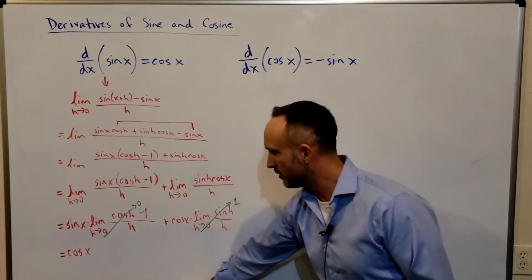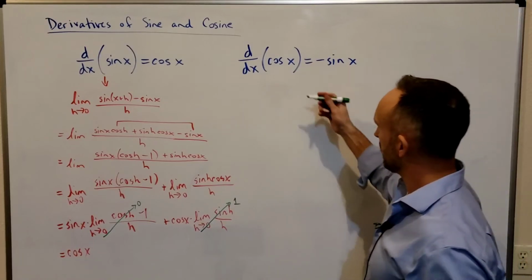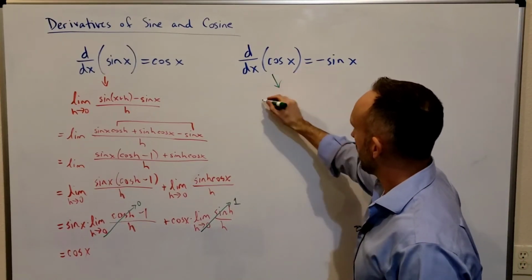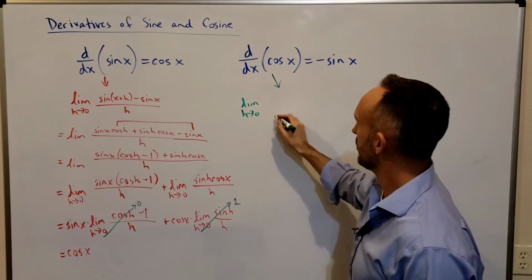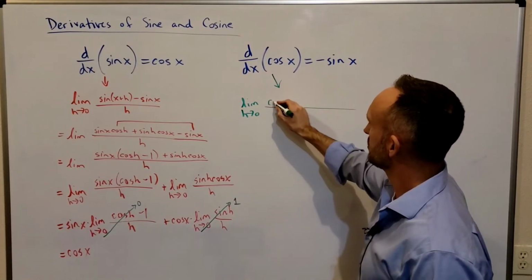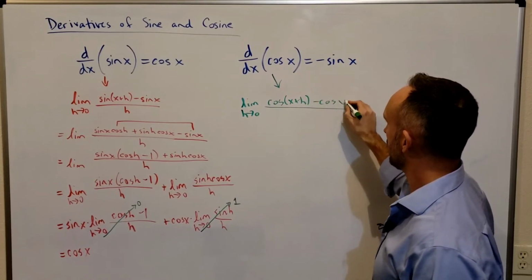And we can do the same sort of idea for the cosine function. So if we were to apply that, we would have the limit as h goes to 0 of cosine of x plus h minus cosine of x all over h.